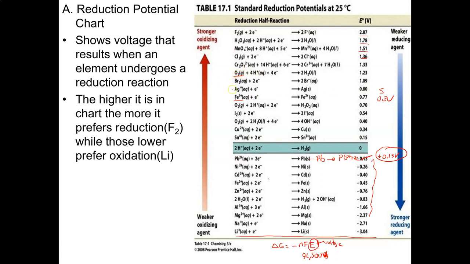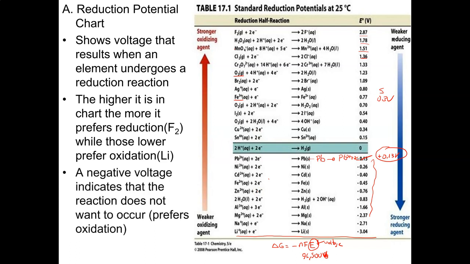So if you're comparing two chemicals, just look at where they are in the table. The higher up they are, the more they want to be reduced. The lower they are, the more they want to be oxidized. So lithium wants to get oxidized the most. Fluorine wants to get oxidized the least, just by placement. So this table is very useful, and you'll be using it for a lot of questions, so get familiar with it. Negative voltage indicates that the reaction does not want to occur.